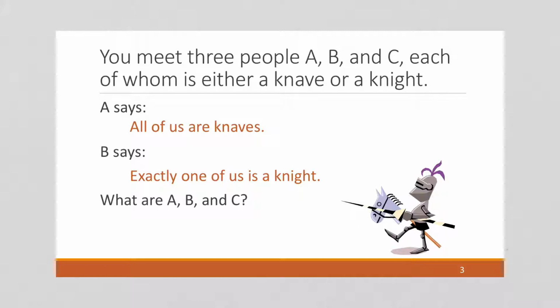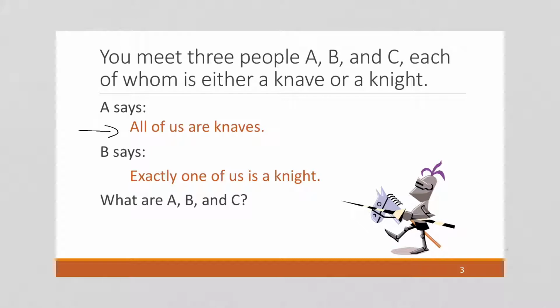Well, let's brainstorm a little bit here. The way I like to solve these problems is we have a bunch of choices, right? A could be a knight or a knave. B could be a knight or a knave. C could be a knight or a knave. Let's start by picking one. I'm going to start with A. A says all of us are knaves. Well, we could suppose that A is a knave and see where that led us.